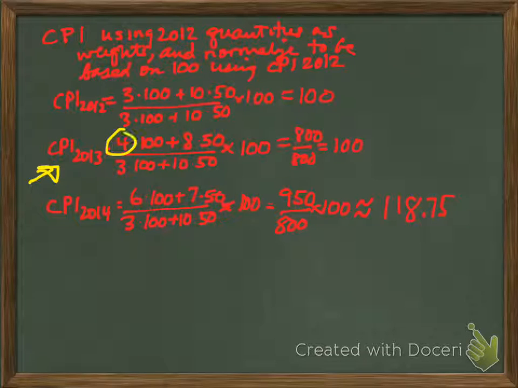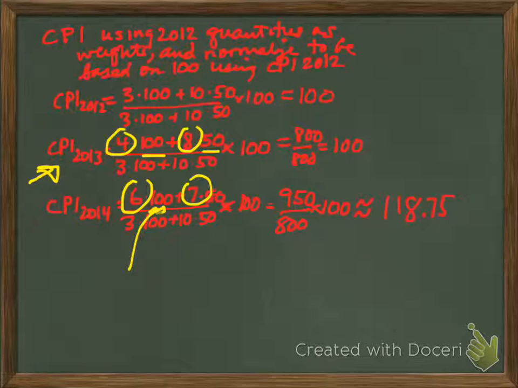Now we have the prices that have changed. Notice we weight the prices by the same quantities, and just by chance we end up with 800 over 800 times 100, so that's equal to 100. CPI for 2014, the prices have changed. Notice that we weight them still by the same weights. And so now we have 950 over 800, so the CPI price index goes up to 118.